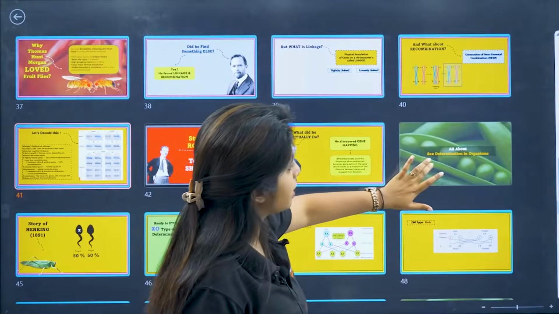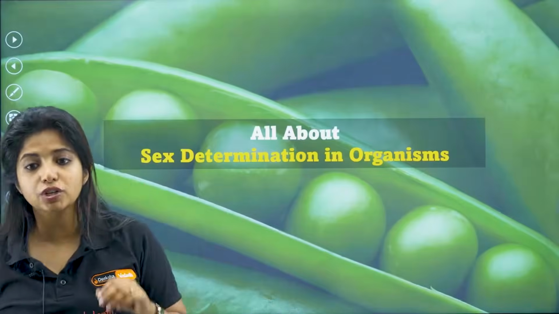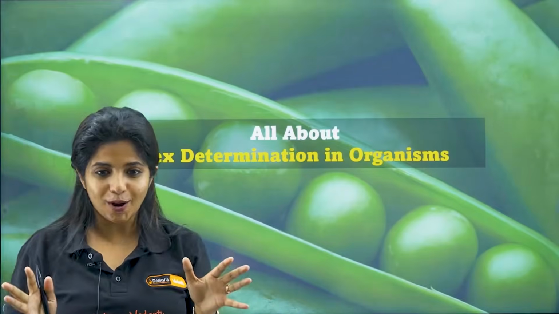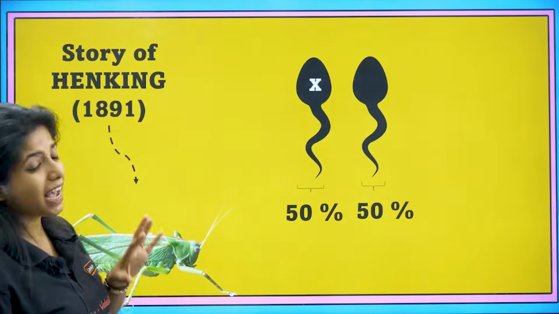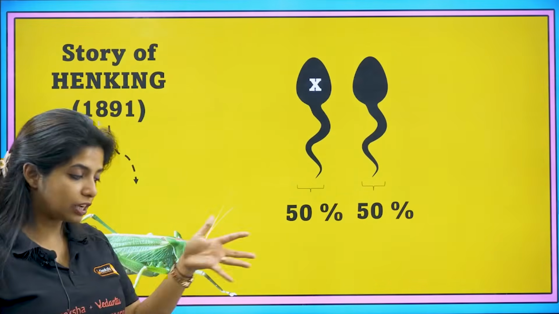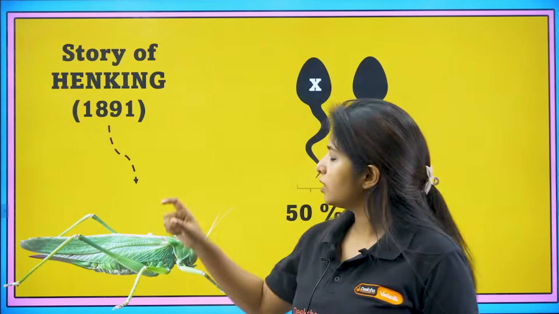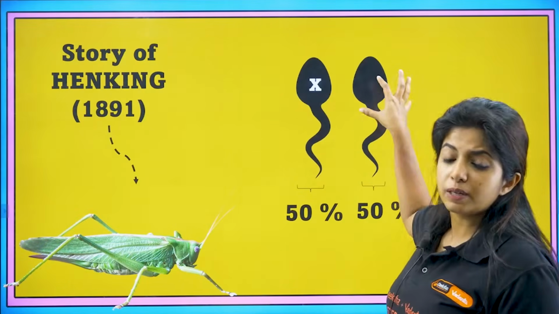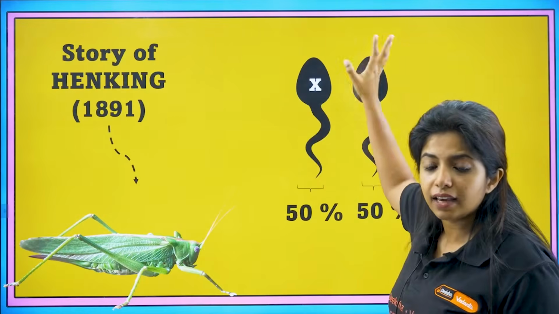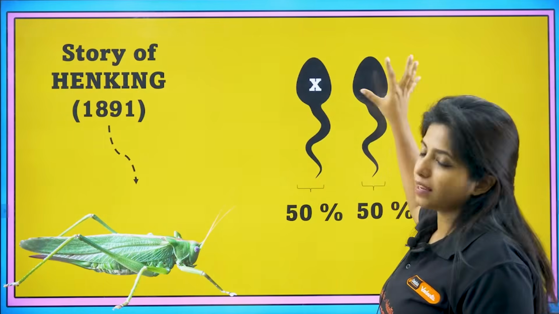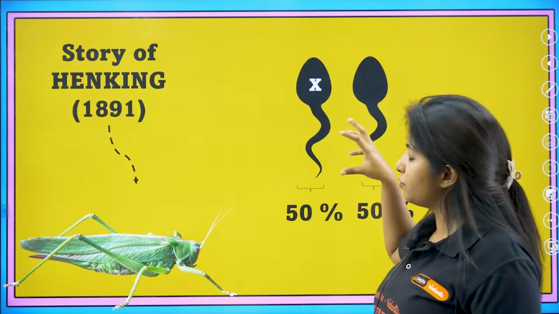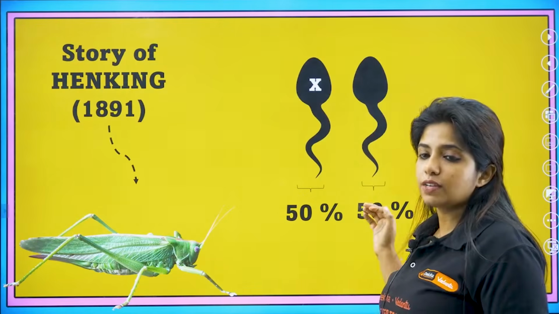Now going ahead with the next topic, which is all about sex determination in organisms. There was a person named Henking who was studying sex determination. He came to know that some sperms carried the X chromosome, and some sperms did not carry anything, actually no chromosome. So 50% were like this, and 50% were like this.